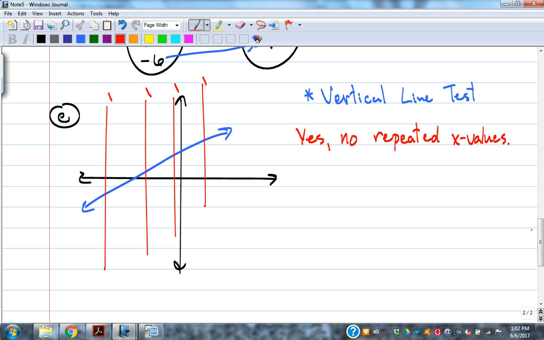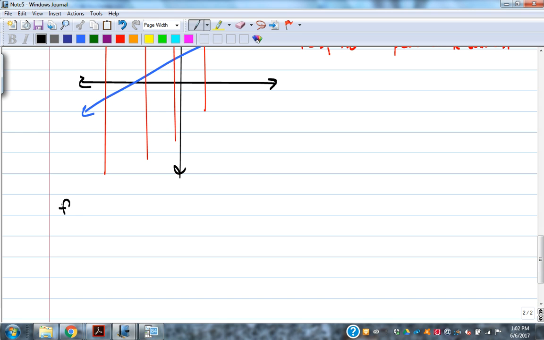Let's look at a graph where maybe there is a problem. And I'll show you what fails the vertical line test. So you got a coordinate plane.